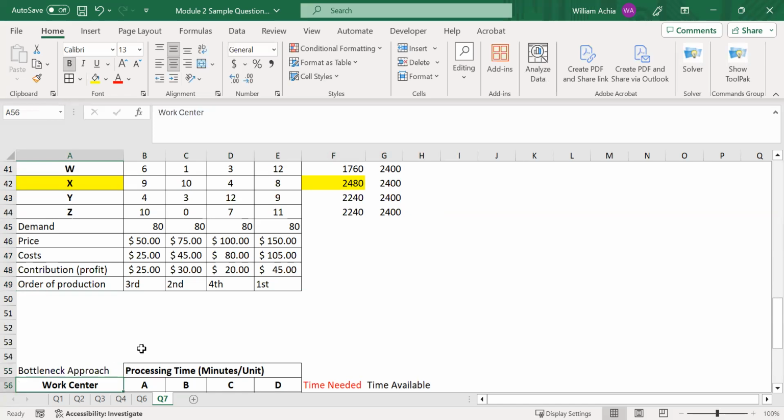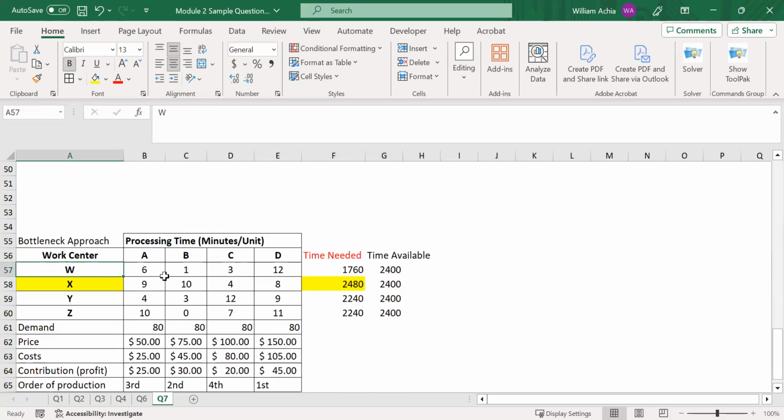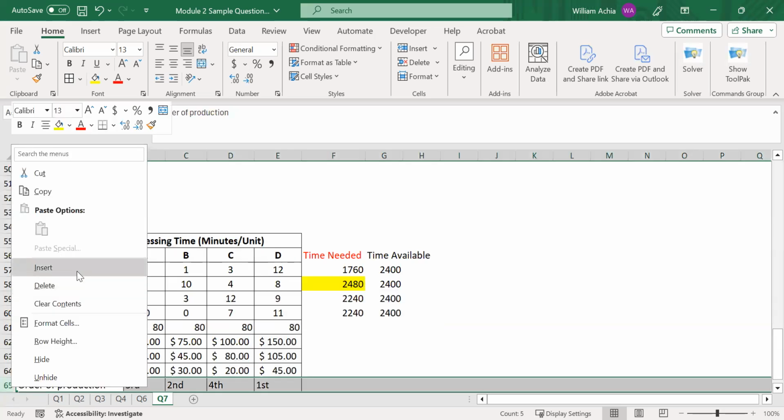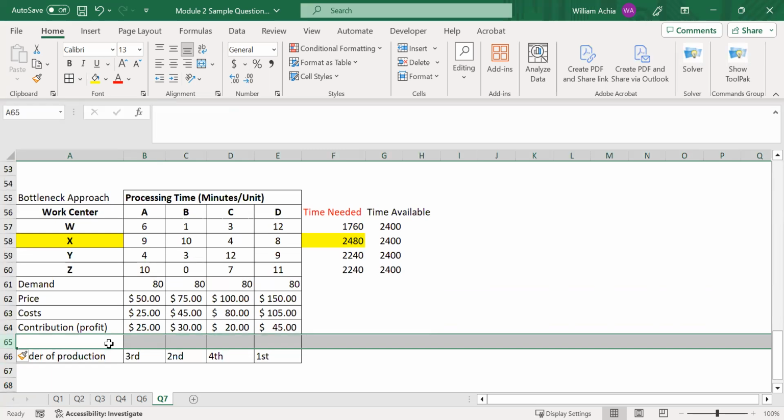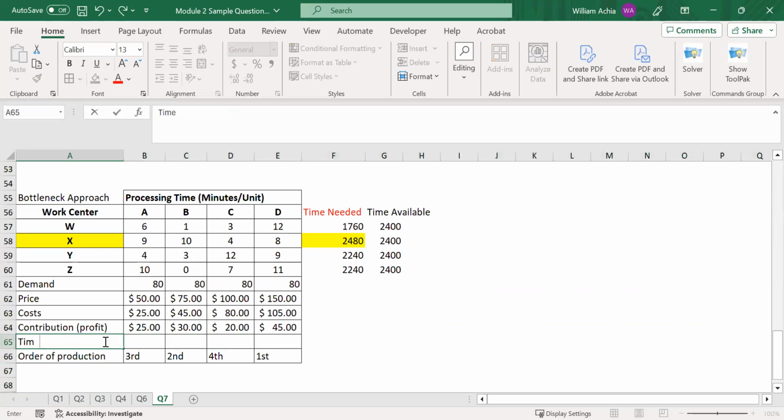Okay. Now with the bottleneck approach, everything here stays the same until it gets to our calculation of the contribution. Now for us to figure out which product has the highest contribution at the bottleneck, I need to add a row right here. And this row that I'm going to add here is called the time at the bottleneck.